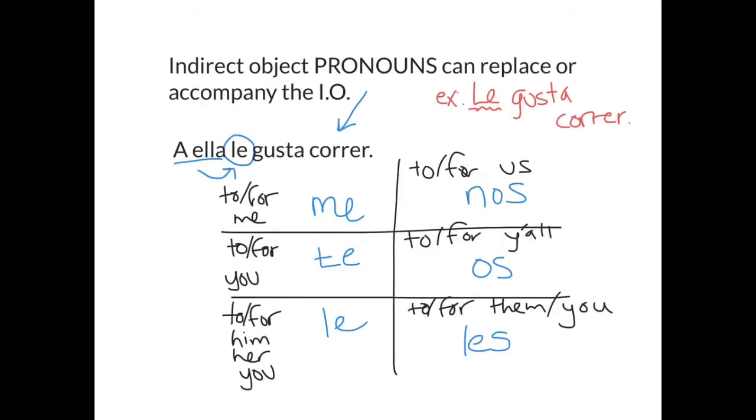So now that we have defined what an indirect object is, let's move on to indirect object pronouns. Now these pronouns are unique because they can either replace or accompany the indirect object. We know pronouns in general replace nouns. These ones can either replace or accompany the indirect object. So for example, if you've studied correr, le gusta correr, this le would be an indirect object pronoun.